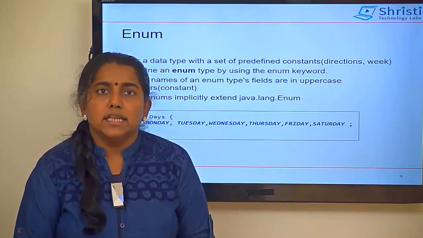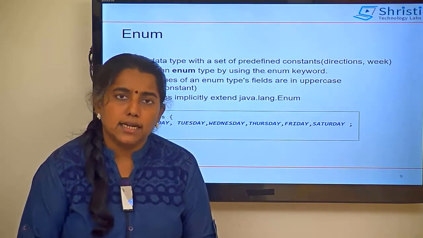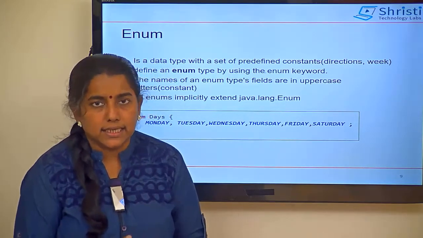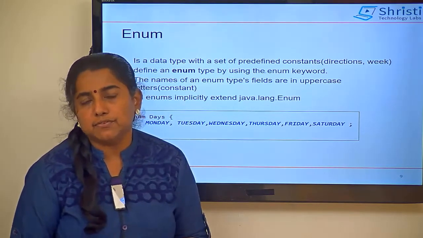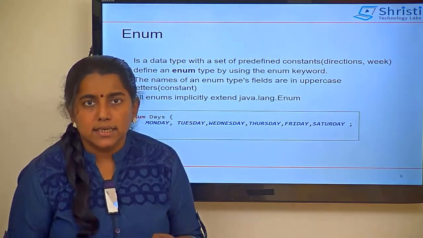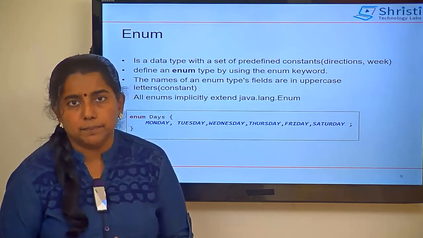In this session, let us learn about enum. Enum is a data type with a set of predefined constants. Example, directions, days of a week, months of a year. They don't change. They are constants. Rather than using an array, you can go in for an enum.